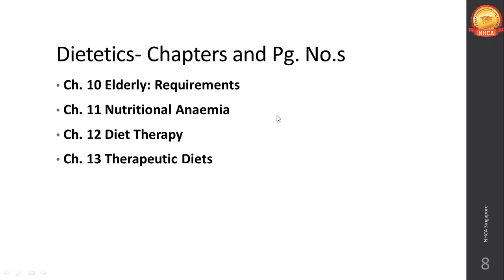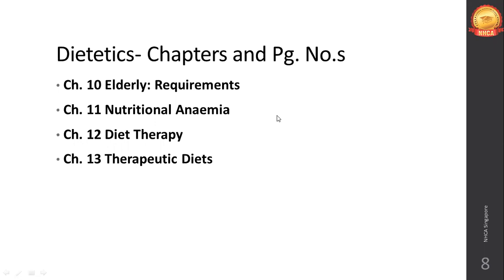Coming to nutritional anemia, causes of anemia, very important. A simple table is given, table 11.1. Causes of anemia is very important. Types of anemia. Iron deficiency anemia, what are the reasons of iron deficiency anemia?